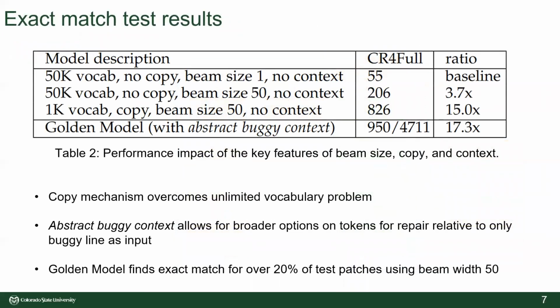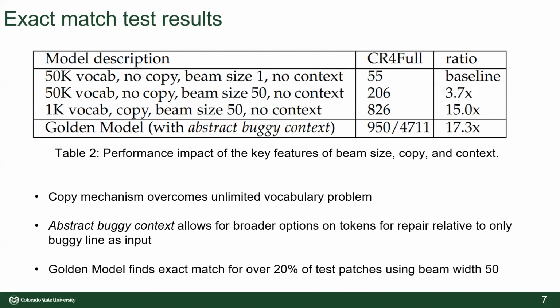And this slide describes that in more detail. Our first line here shows that with a 50,000 word vocabulary but no copy mechanism, beam size of 1, we got 55 out of 4,700 test cases correct. When the beam size is 50, we jumped by almost 4x, and that meant that there were 50 possibilities generated by the model. When we dropped to a 1,000 word vocabulary, but we enabled the copy mechanism, which allows the system to copy code, in this case, simply from the buggy line, we got up to 826 passing cases.